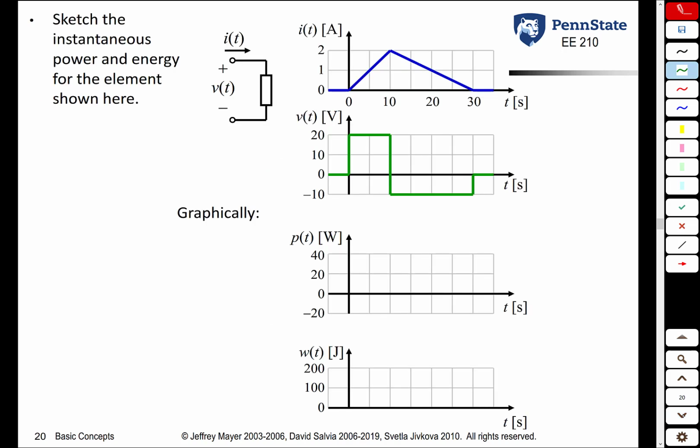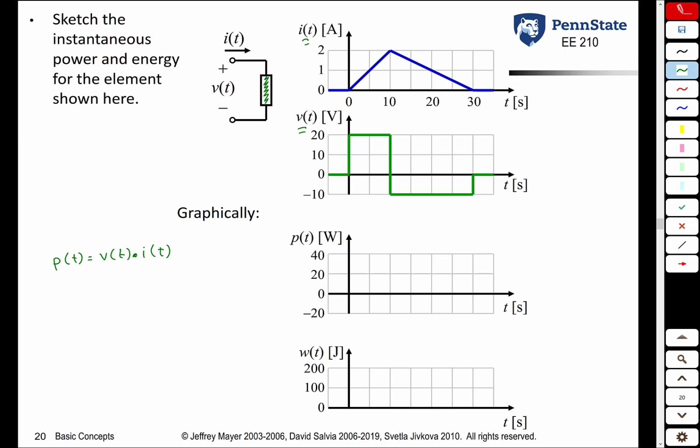So let's look at a problem here. So here we have a circuit element. We do not know what the circuit element is, but we have a graph of the current through the element, and we have a graph of the voltage across the element. And we're asked to sketch the instantaneous power and energy for the element. So we can do it both graphically and mathematically, or analytically as we call it. So looking at it graphically, the instantaneous power, the power at any time, is the voltage across the element at that time times the current through the element at that time.